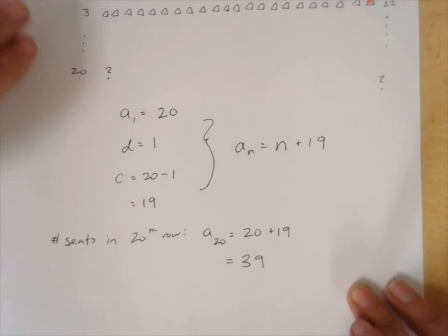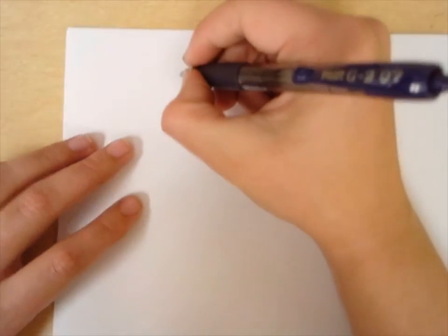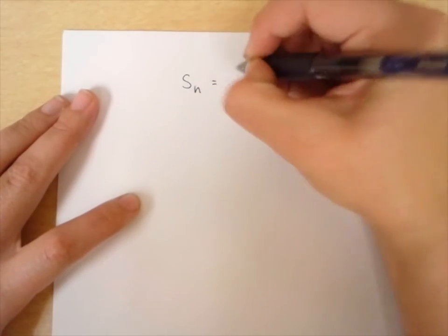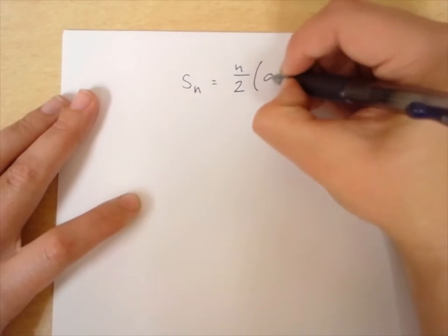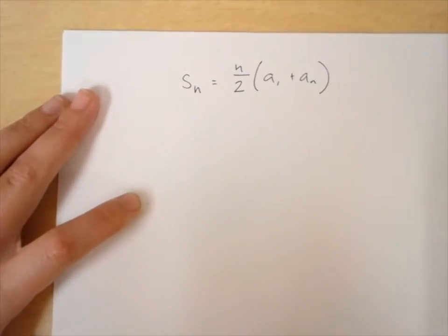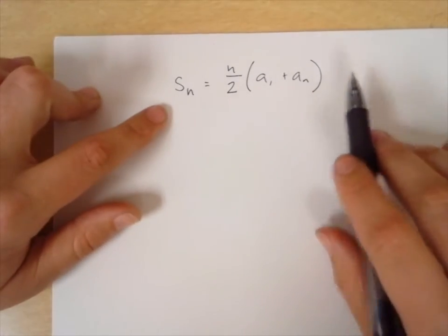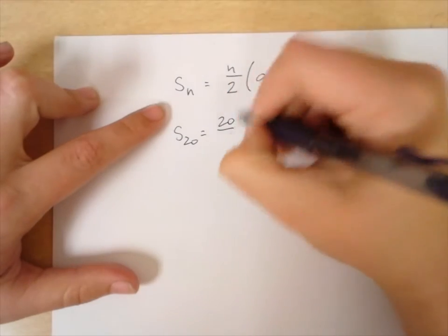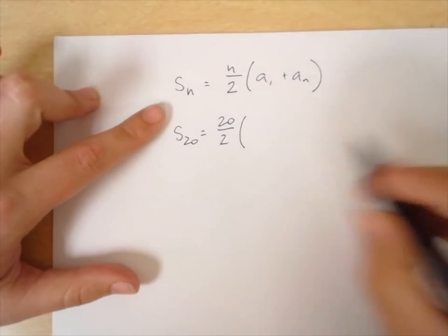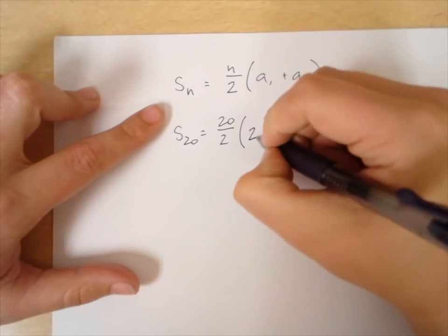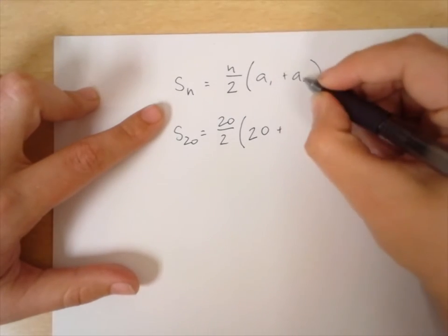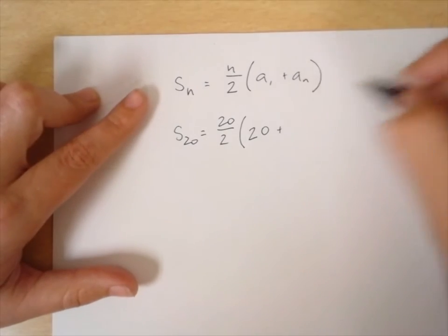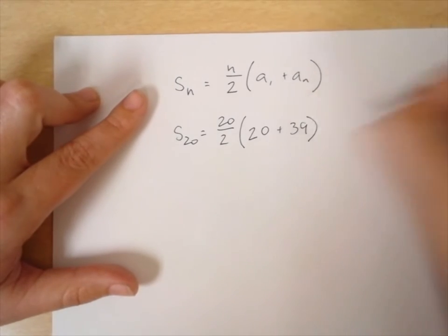And now that I know a sub 20, I can definitely use my sum of an arithmetic sequence formula. So remember again that is s sub n equals n over 2 times the quantity a sub 1 plus a sub n. So what we're doing right now is finding the sum of all 20 rows. So s sub 20. Again, n is 20, so I'm filling that in. In the first row, a sub 1, there were 20 seats. In the last row, what we just found, a sub 20, there were 39 seats.